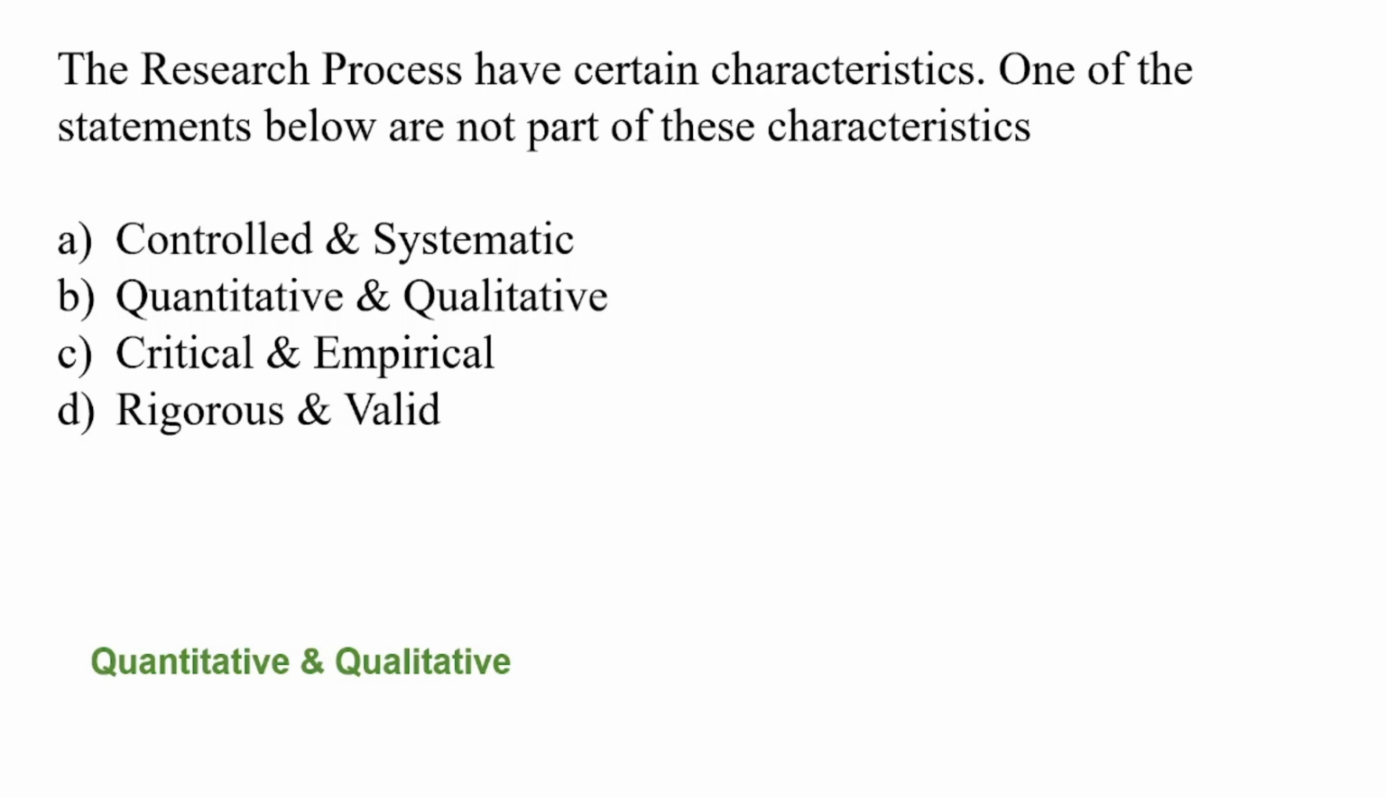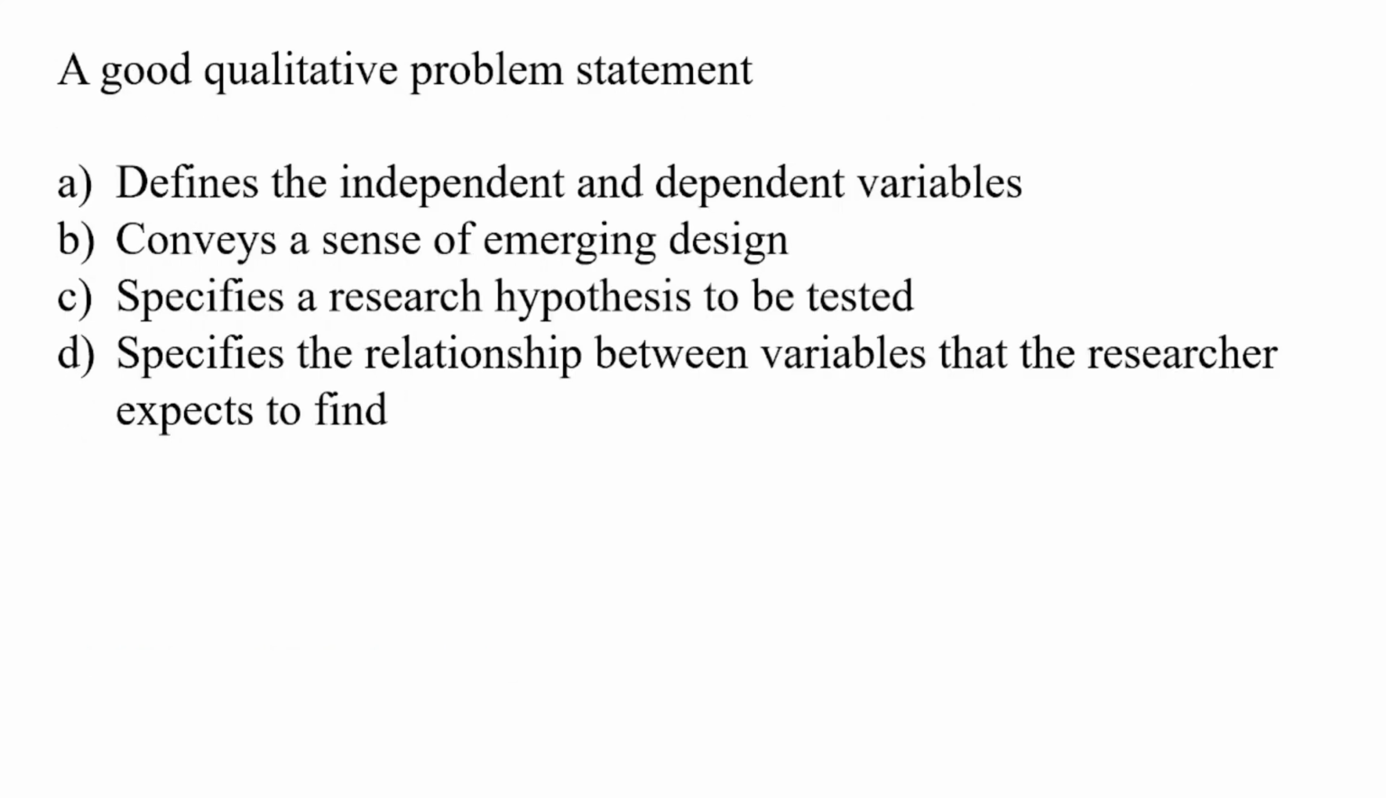The other 3 options make sense for both kinds of research. You need to be controlled and systematic, critical and empirical, and valid. There should be validity to everything that you are trying to show. So in that sense, out of the 4 options, quantitative and qualitative at least didn't make sense for the non-science subjects. I'm not sure, but the other 3 kind of made sense for being a characteristic of the research process. So that's why.